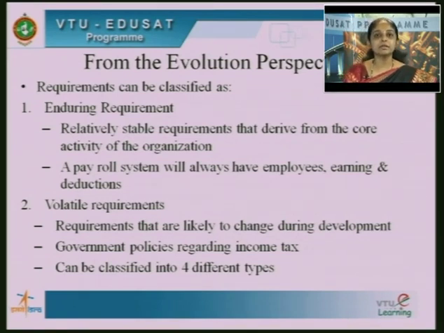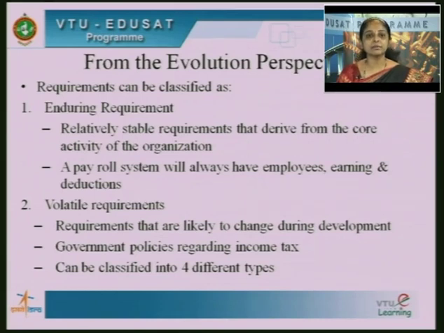As an example, let us think about a payroll system for an employee, wherein something that is not going to change is his earnings and his deductions, right? He will have earnings every month, he will have deductions every month, something that is not going to change for a long time. But what is a volatile requirement?